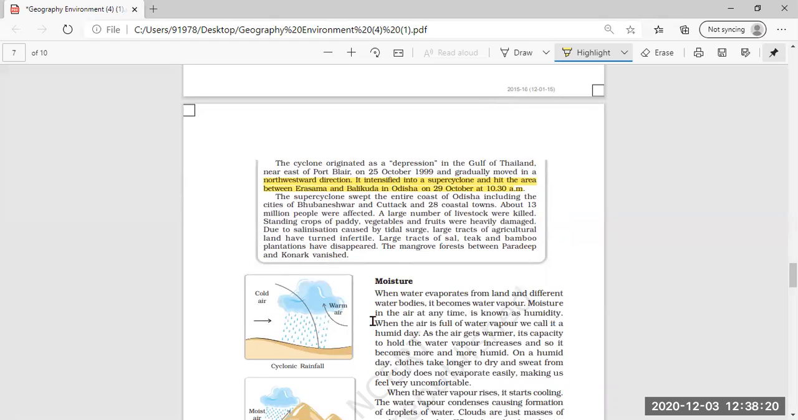And the large tracts of sal, teak, and bamboo plantation have disappeared, just because of the salinity of the water, more salt present in the water which was flooded by the huge tidal waves due to the cyclone. And the mangrove forest between Pradeep and Konar also vanished.